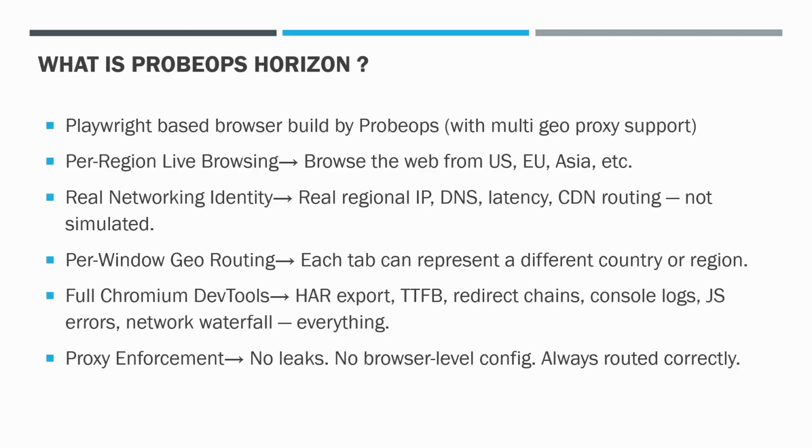And it uses real networking identity. So we have hosted proxies in each of these regions, right? That ProbeOps Horizon leverages. So you will be able to see real regional IPs, DNS, latencies, and CDN routing. It's not simulated. It's the exact way a real user will be using it in different geographies.